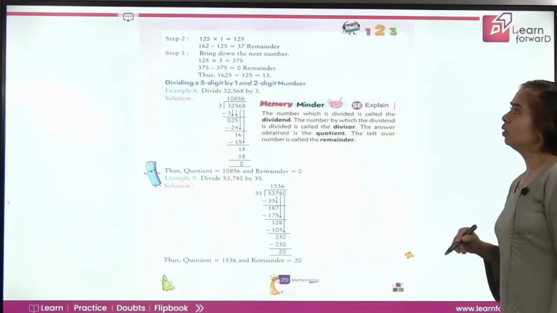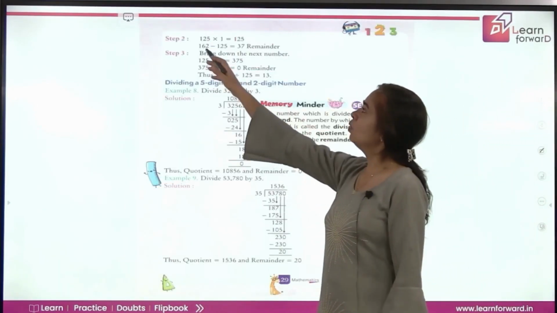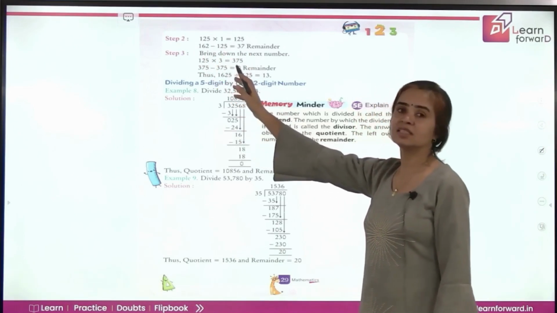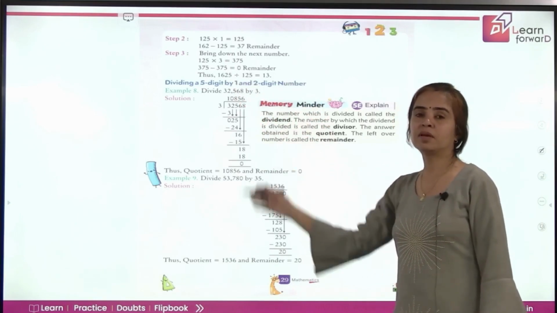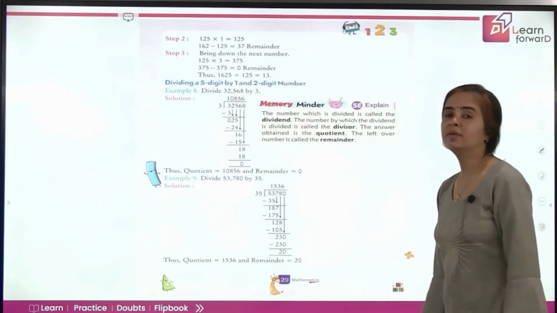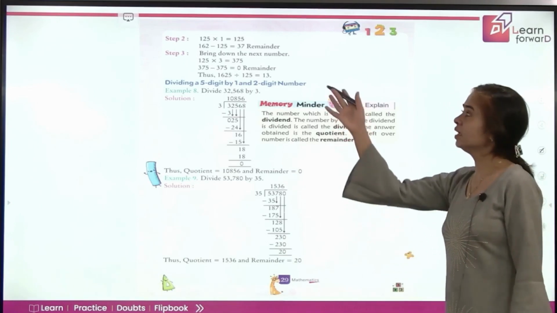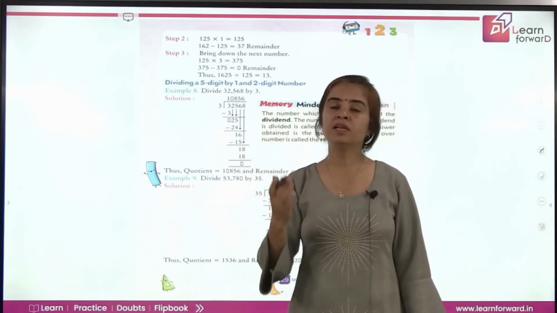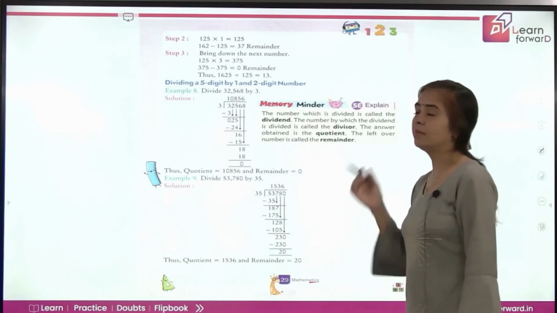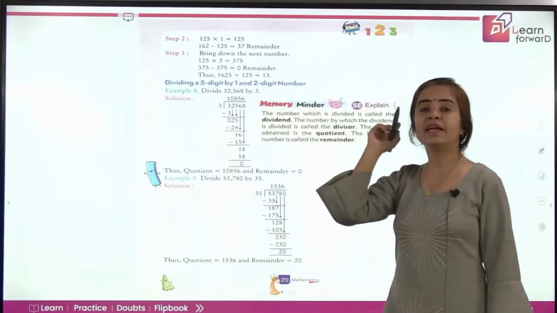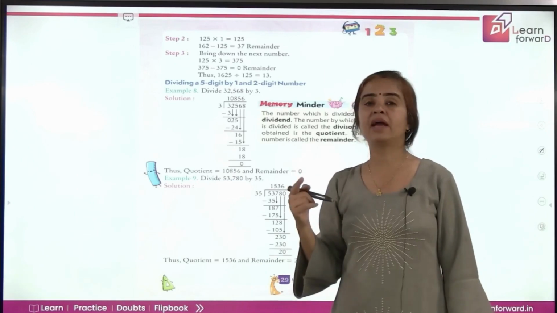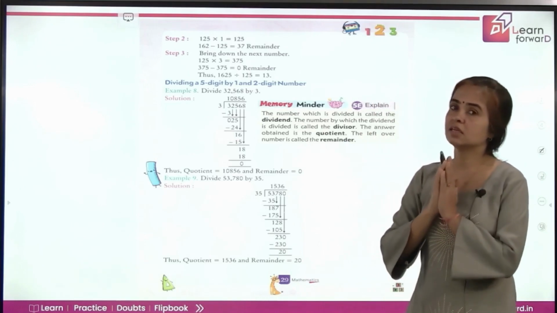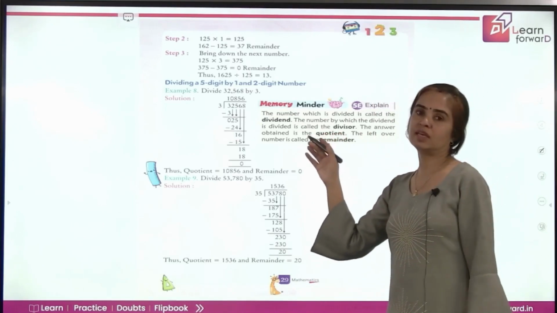Now, this is how we have multiplied: 125 ones are 125. These are the steps which are explained. Then after subtracting, you bring down another digit and multiply 125. Read the table again till you get the remainder 0. We will continue the process, and the remainder should be less than your divisor. Remember this. Whenever you are dividing at any stage, when you subtract, the remainder that you get should always be smaller than the divisor, children. Remember this, which shows that you are going perfect in division.